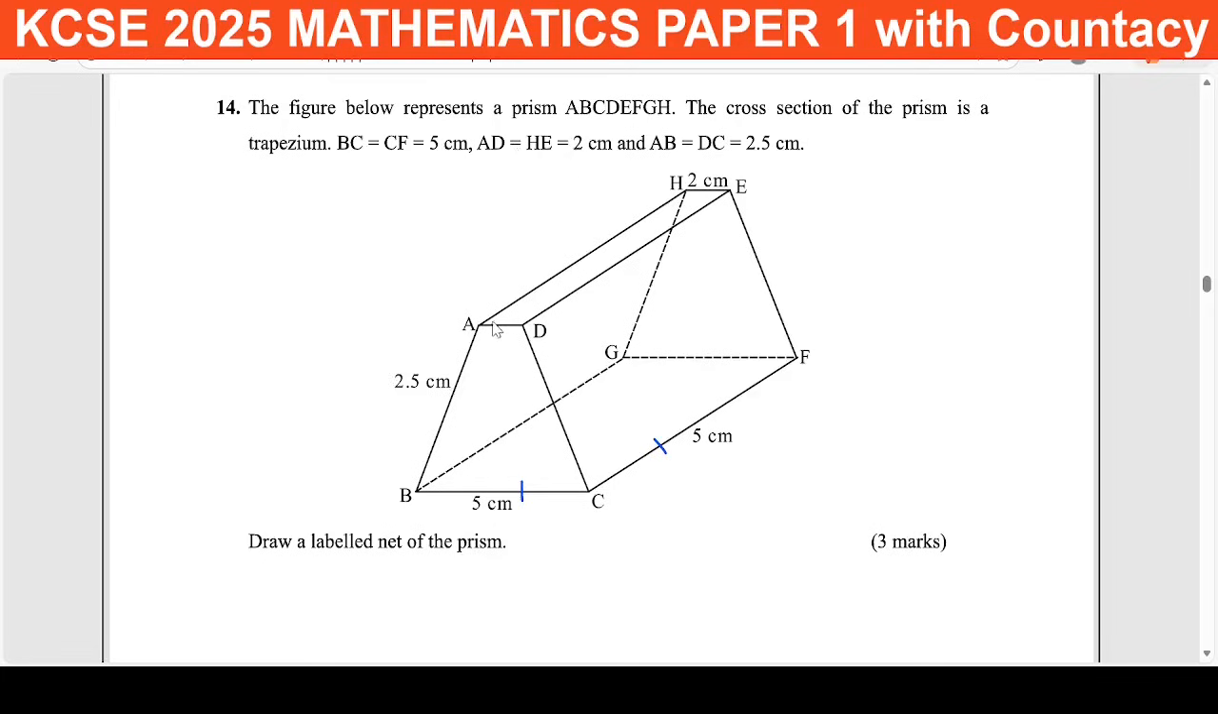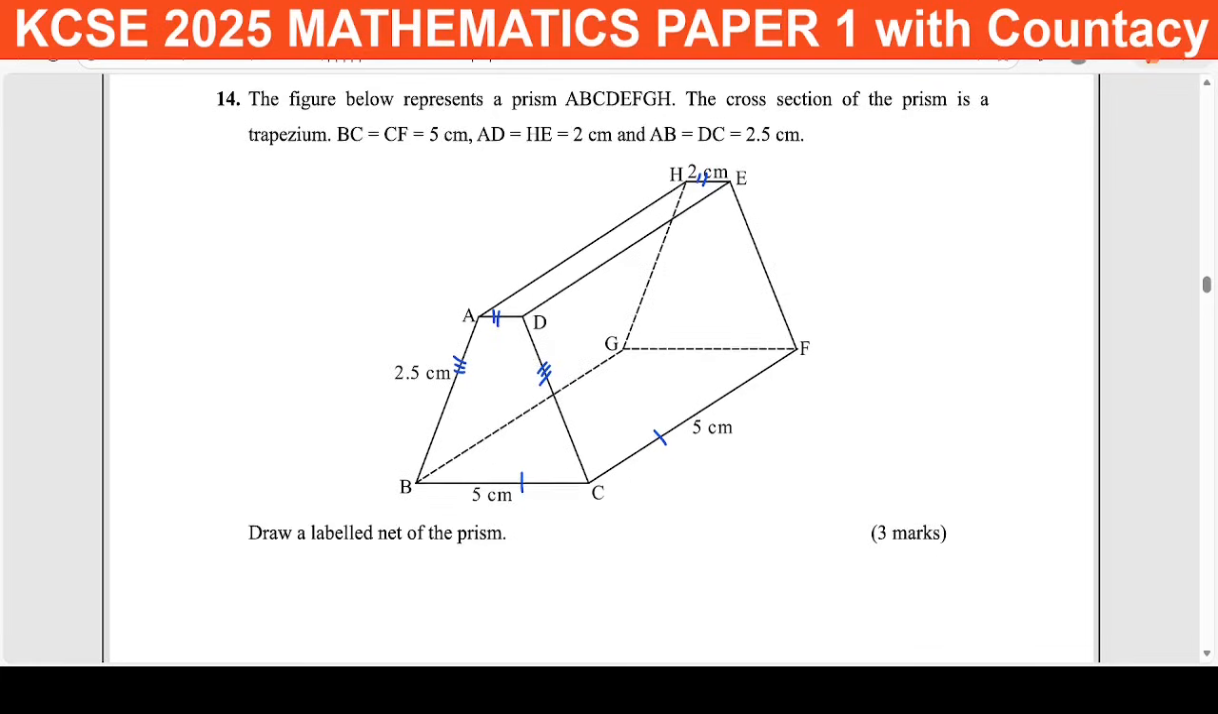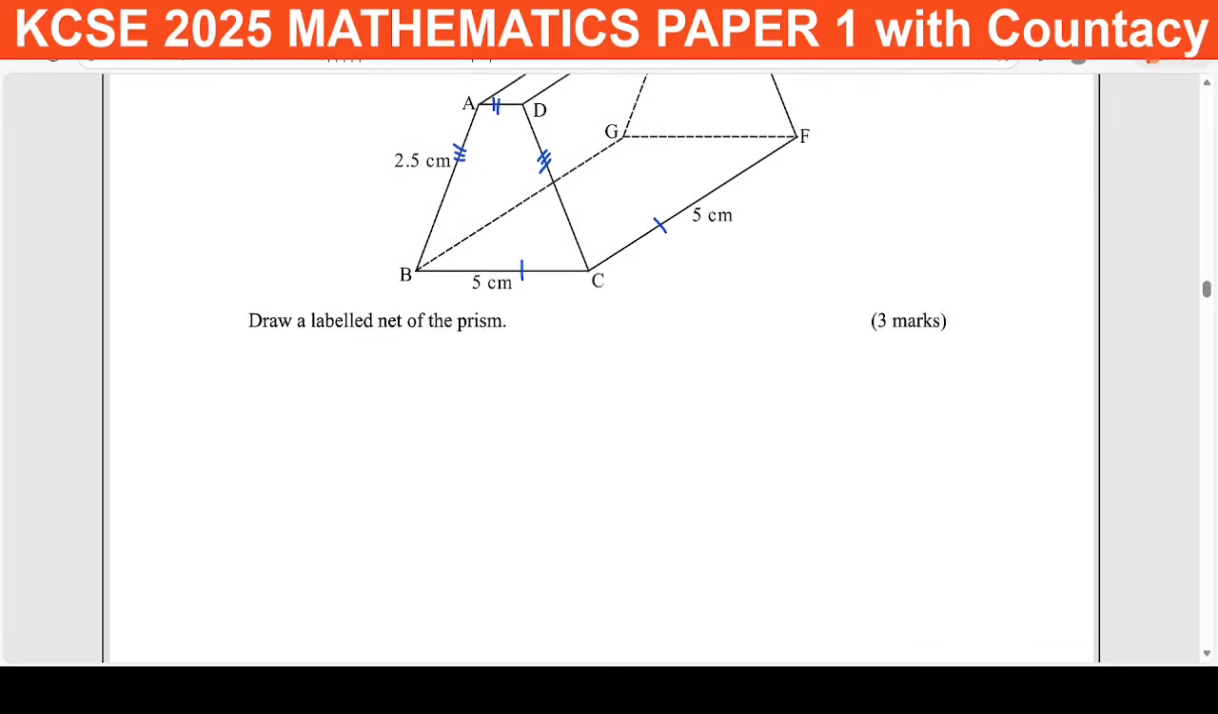AD is equals to HE. That's pretty good. And then we are told that AB is equals to DC. AB is there. AB is equals to DC. Where is DC? DC is right here. Okay, that's quite good, is equals to 2.5 centimeters. Okay. What about that? Draw a labeled net of the prism.